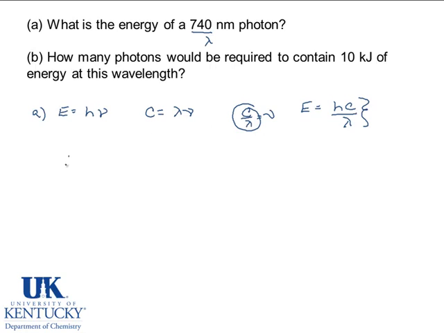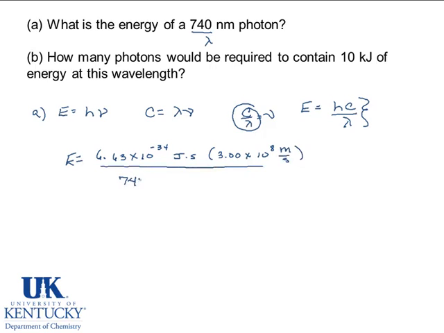So now I can take the information and plug it into this equation. Planck's constant is 6.63 times 10 to the minus 34 joules times seconds. The speed of light is 3 times 10 to the 8th meters per second, and the wavelength is 740 nanometers.